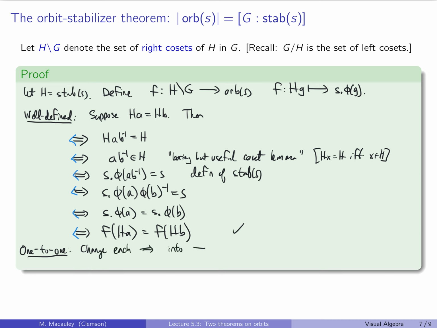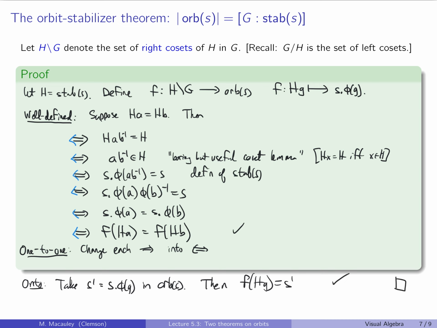Well, onto is straightforward because if I give you something on the right-hand side, you can tell me what gets mapped to it. So let's write this up formally. Let's take S prime in the orbit, which by definition means it's S dot some phi of G in the orbit of S. Well, then we have a preimage. Then F of HG equals S prime by definition, and that's what it means to be onto. So that's the end of the proof.